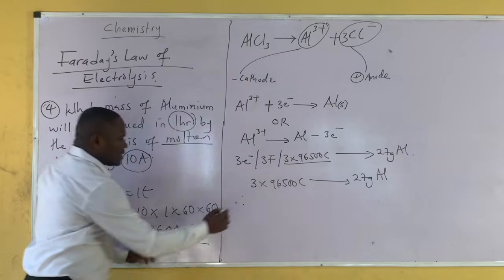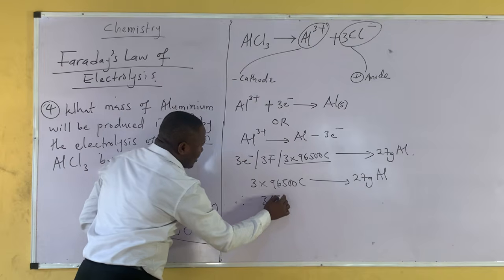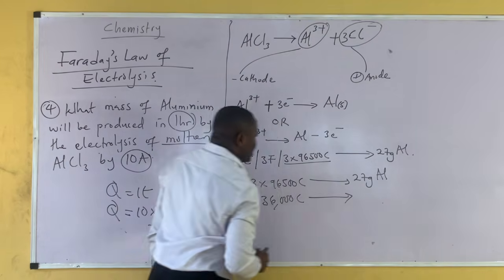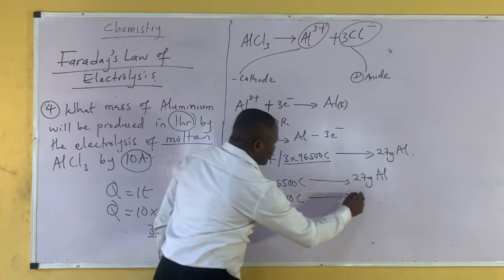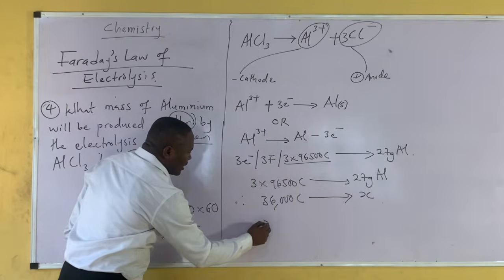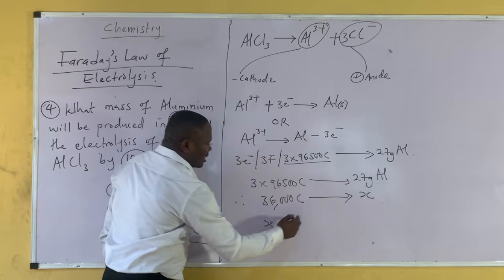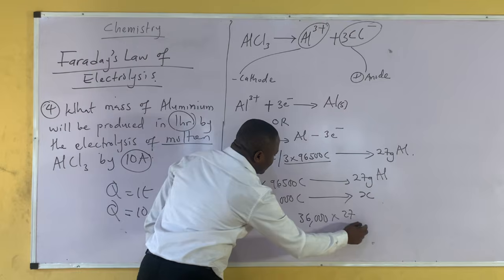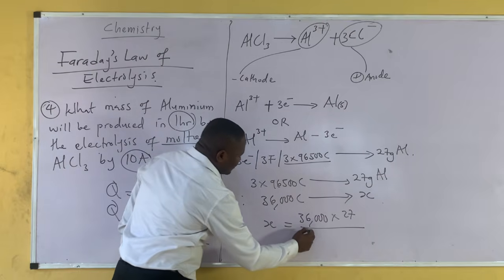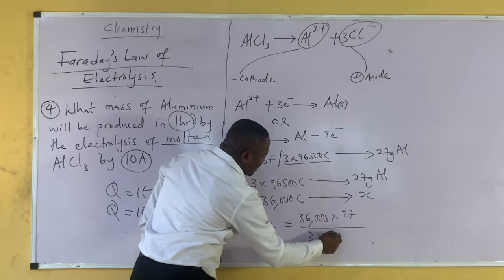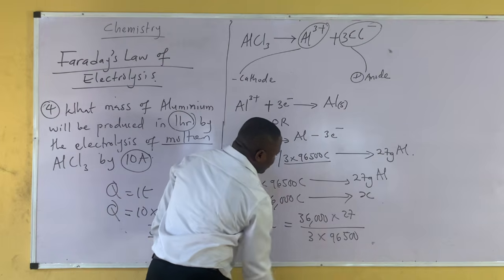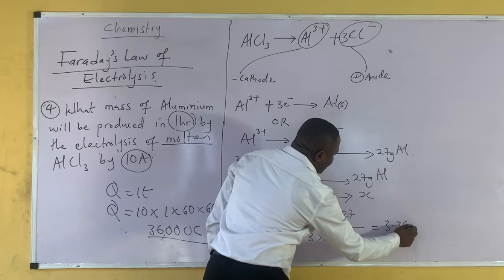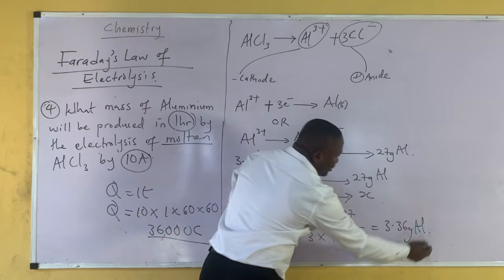Therefore, 36,000 coulombs is going to give me X. What is my X? My X is now 36,000 times 27 over 3 times 96500. So if you do that, our final answer will be 3.36 grams of aluminium.